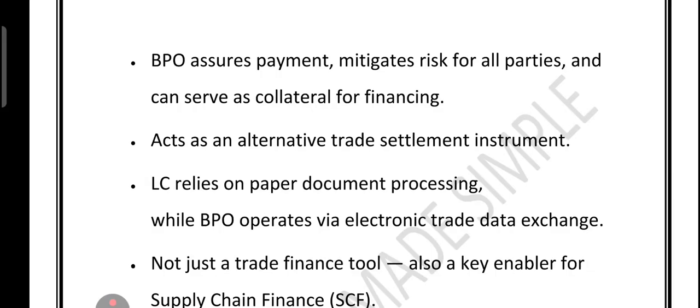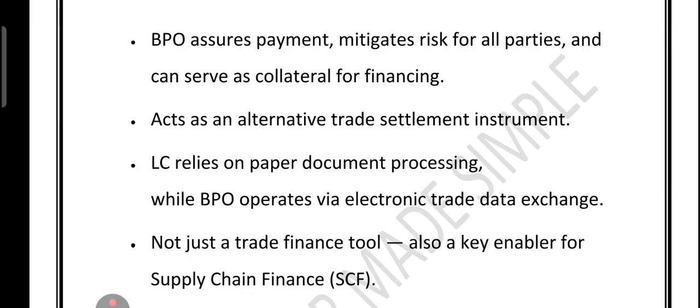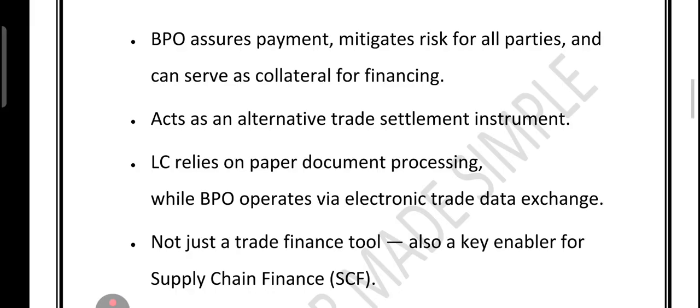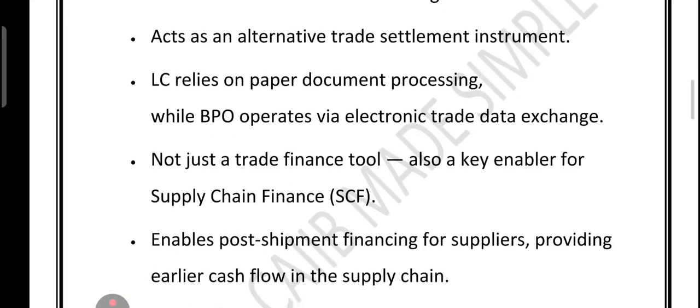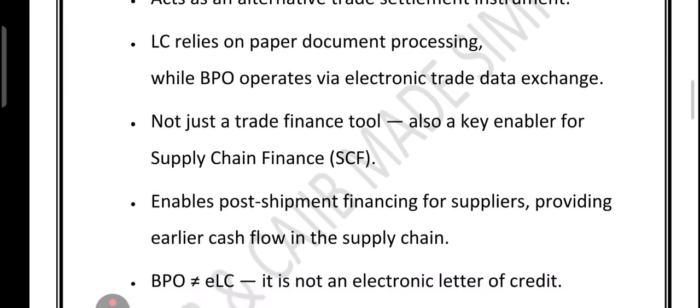Now let's talk about some more points about BPO. Let's go a bit deeper into BPO, the bank payment obligation, and why it is becoming such a big deal in trade finance. A BPO assures payment to the seller. It reduces risk for both buyer and seller. It can even be used as collateral to get financing from a bank. The BPO is an alternative trade settlement method, not a replacement for LC, but a faster, fully electronic option.